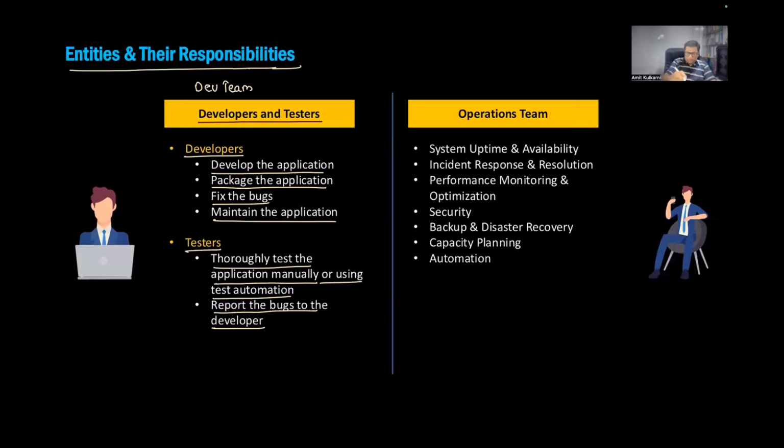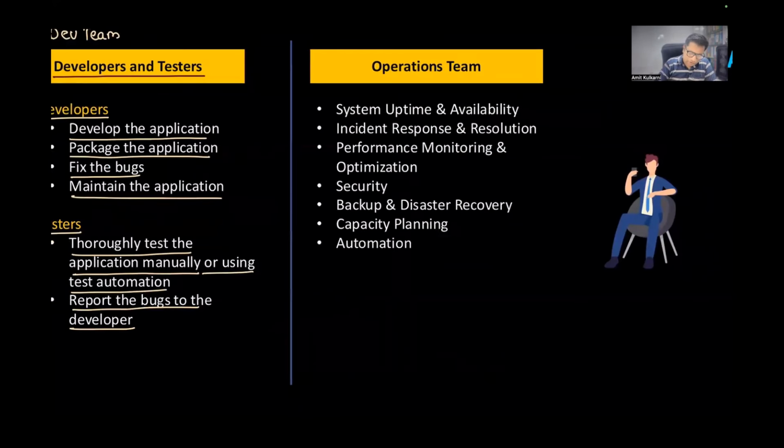Now, as you can see, both of them are having different roles to play. The developer is going to play the role of developing an application, and the tester is going to play the role of testing an application. When it comes to the operations team, they are doing more than developers and testers. So the operations team is responsible for, number one, systems uptime and availability, making sure the application is continuously working.